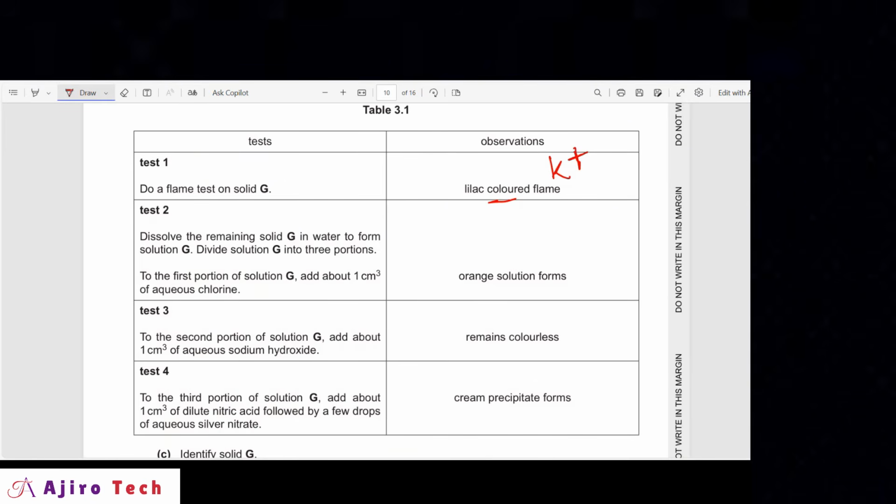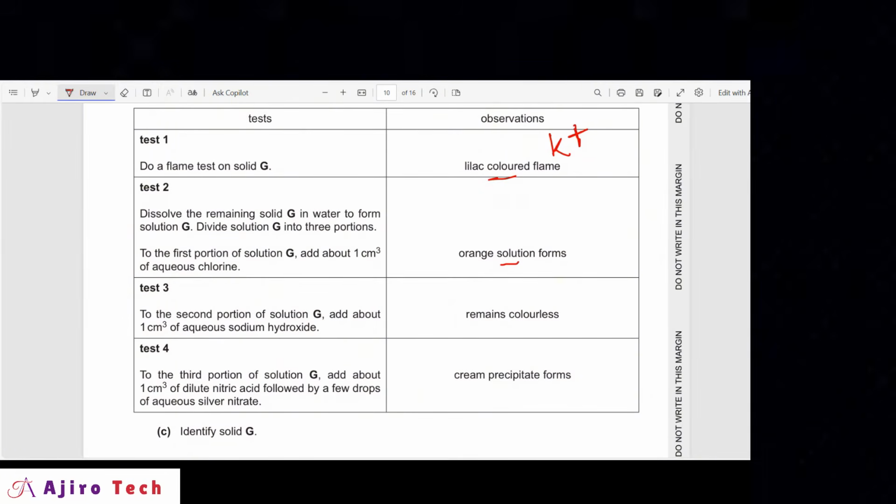Okay, we add aqueous chlorine, and we have an orange solution forming. Okay, so the second portion of solution G, add about this much sodium hydroxide, and it remains colorless. And then to the third portion of solution G, add about 1 cm³ of nitric acid and a few drops of silver nitrate.